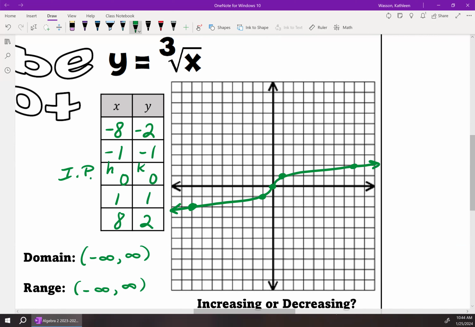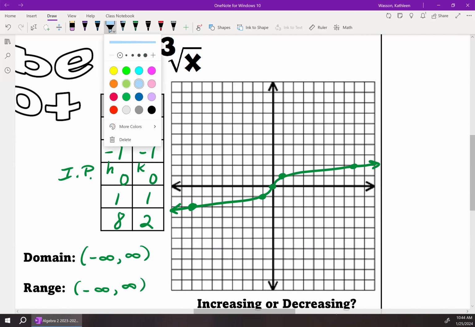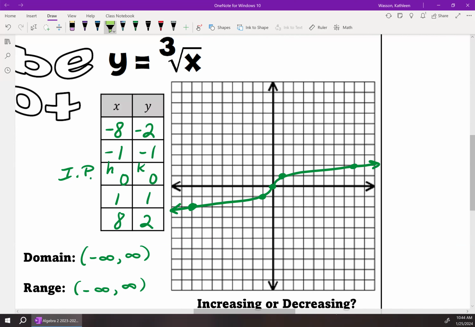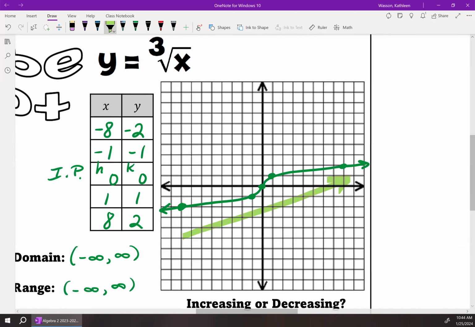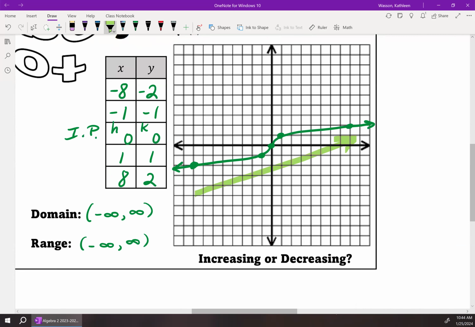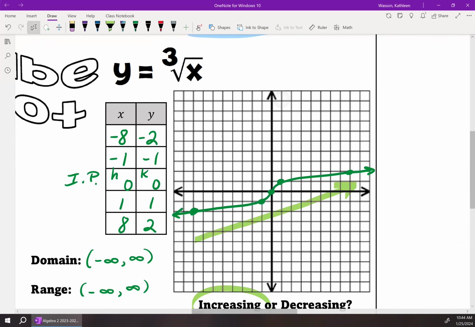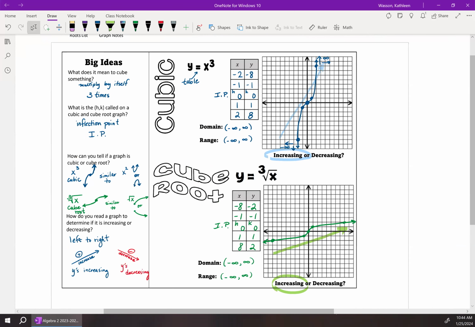And this one grows left and right much more quickly than it grows up and down. But from left to right, this graph is increasing. So we mark it increasing. There you go, guys.